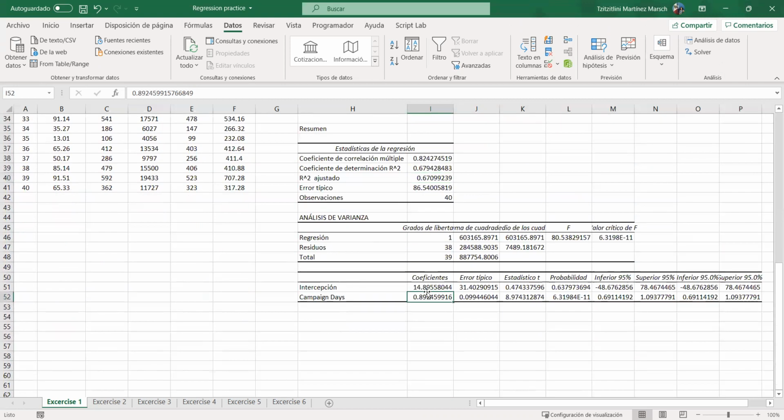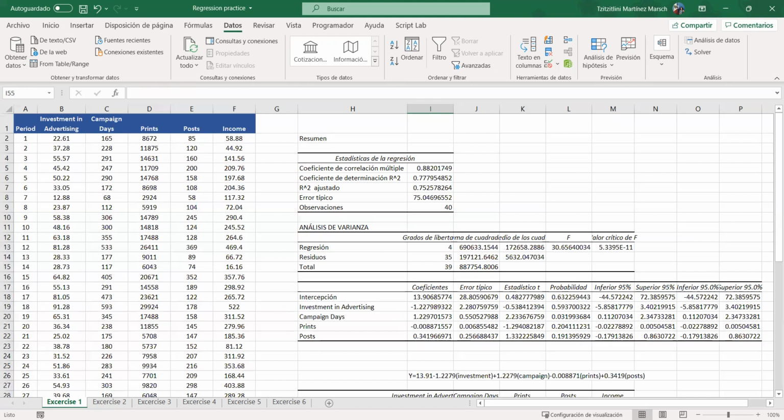What would our function be? Well, it would be income is equal to 14.8955 plus 0.8924 times how many campaign days I'm having. Okay, it's not bad. We can work with that. Okay, but let's see how we can have it, but using our other that we had chosen, which is going to be our advertising, and if I'm not, it was our post, right? So here we go. We're going to do the same thing.